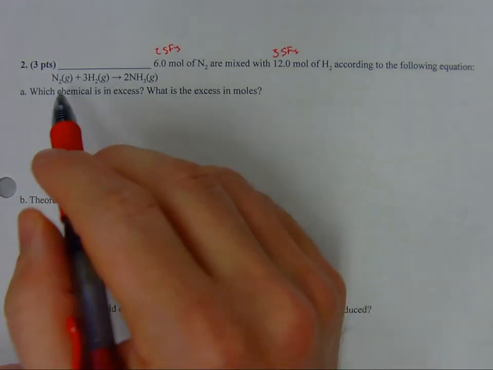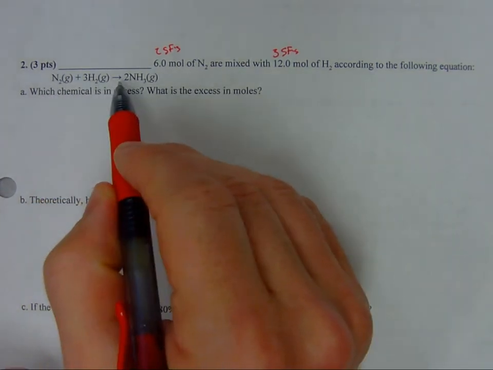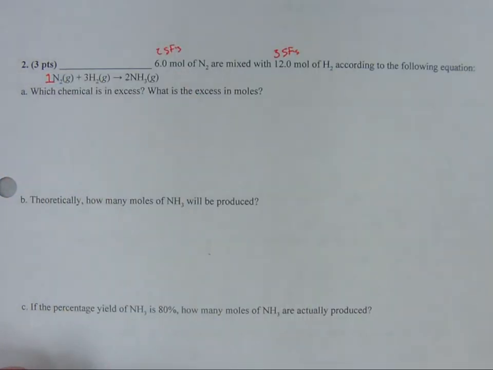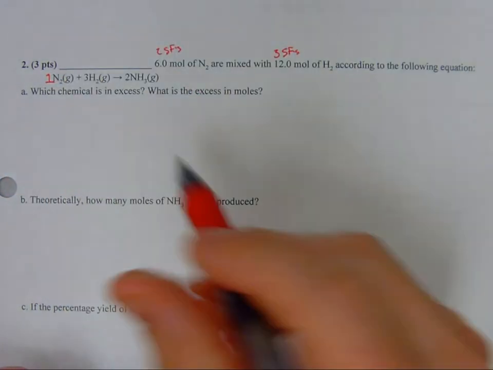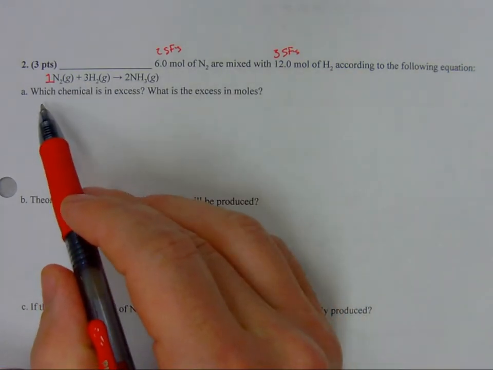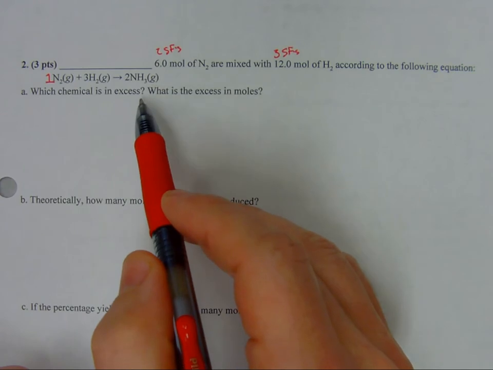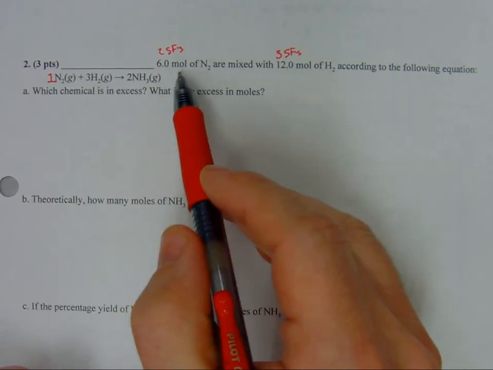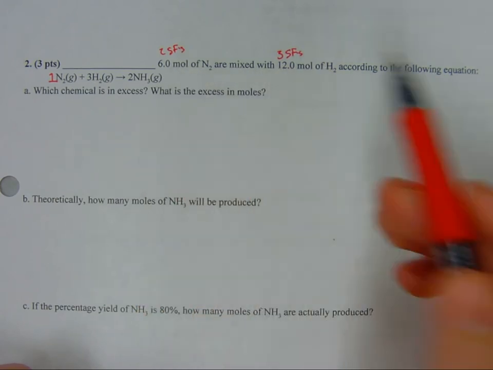According to the following chemical equation, notice that we have an already balanced chemical equation. And just remember, if there's no number listed in front of that species, that's a 1. So we have coefficients of 1, 3, and 2. We are being asked which chemical is in excess. So which one of these will have some left over after this reaction goes as far as it's going to go.